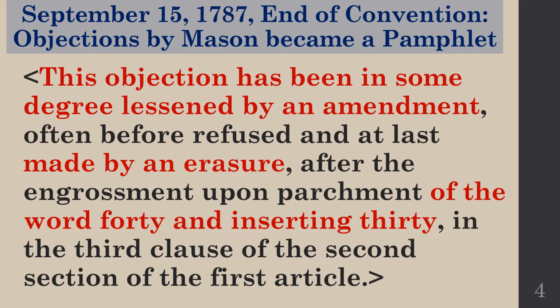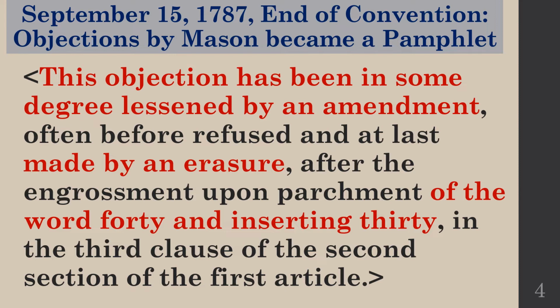Then Madison adds a notation to his notes after the convention is over, referring to the fact that after the objections made by George Mason and Edmund Randolph and Elbridge Gerry, an attempt was made to blunt those objections. And on the very last day of the convention, September 17, 1787, when all the delegates came together to sign the new Constitution, George Washington stood up and asked them to change the ratio of representation from 40,000 people per representative to 30,000 people. That passed unanimously, and an erasure was made in the document itself. They smudged out 40 and wrote 30.